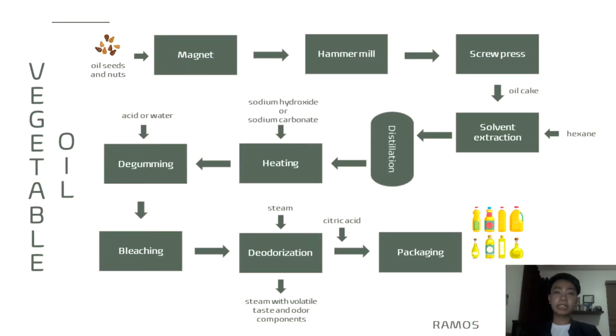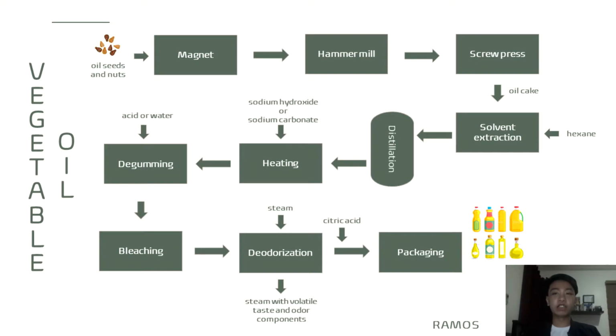The first step in vegetable oil production is to use a magnet on oil seeds and nuts in order to remove traces of metal. Then, a hammer is used to crush the seeds and increase their surface area. Next, it will go into a screw press that steadily increases pressure and squeezes some oil out of the seeds. After this, we now have a pressed oil cake. However, further extraction of oil is still needed.